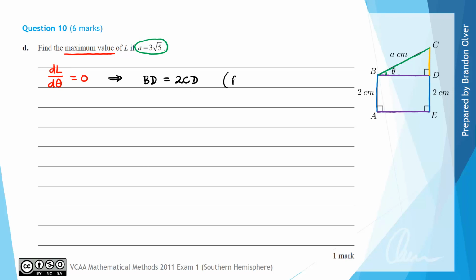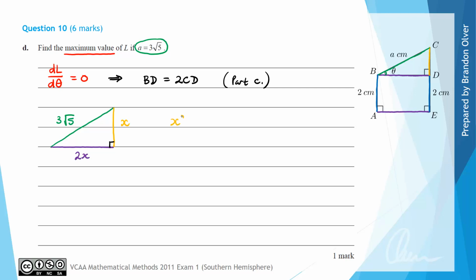from part C. So if we know that, we can redraw the right-angled triangle, which had a green length of A, which is now 3 root 5, and we know that this length BD is equal to 2CD, where CD is this orange length here. So if we let this length be x, 2CD would become 2x down here. And now we could use Pythagoras' theorem to solve this equation.